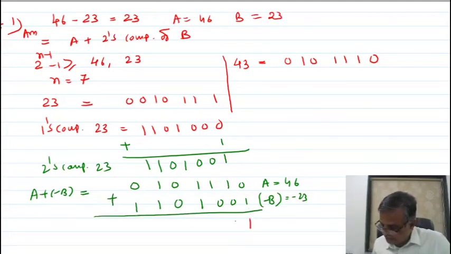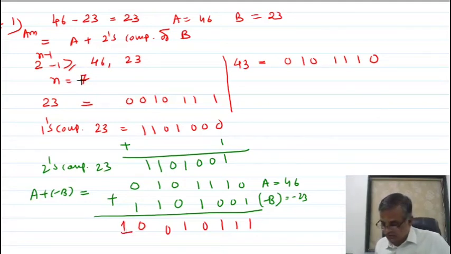This is 1 1 1 0 1 1 plus 1 0. This is your 0. How many bits do I have to use? 7. How many bits are coming here? 1 2 3 4 5 6 7. 7 bits are coming.